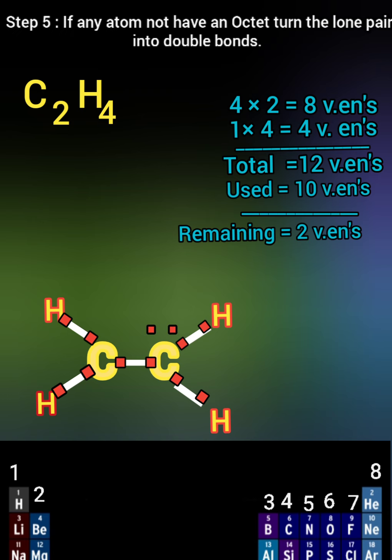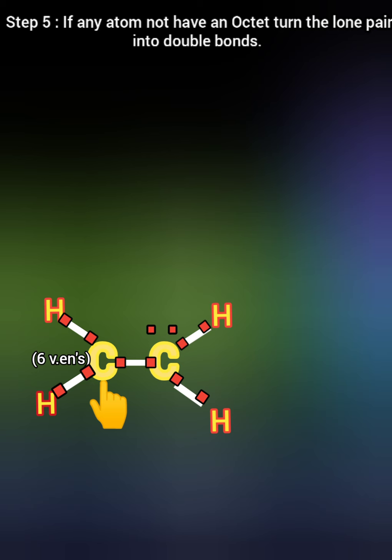Fifth step. Check to see if any atom does not have an octet, or a duet for hydrogen. Here, the right side carbon has a stable 8 valence electrons, but the left side carbon only has 6 valence electrons. In order to get the octet number of electrons on the left side carbon, turn the lone pair of the right side carbon into double bonds.